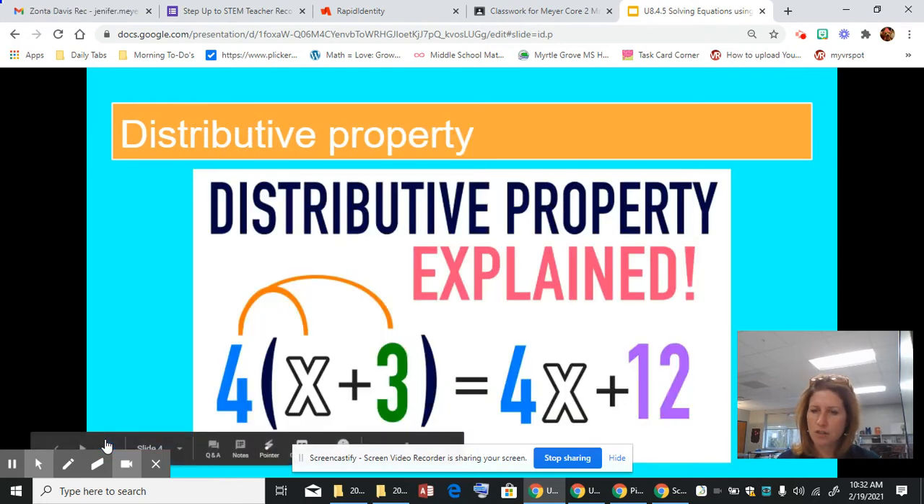We're going to be using the distributive property, which means if we have parentheses and a variable or a constant on the outside, we distribute that, or share it, with every term inside. So for example, this one, 4 times x, which is also 1x, would be 4x, and 4 times 3 is 12.